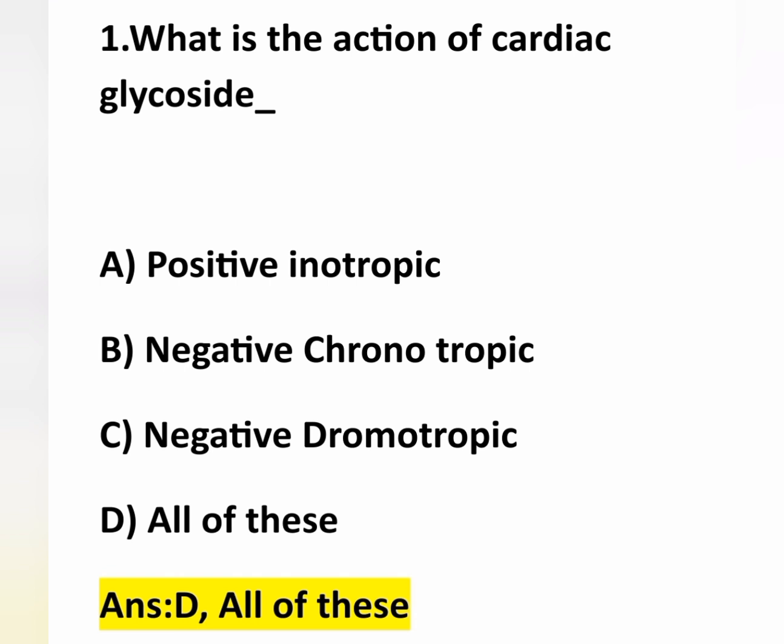Positive inotropic means it helps to make the contraction of heart muscles. Negative chronotropic means it interferes with the rate of heartbeat, and negative dromotropic effect means it interferes with conduction. That is the action of cardiac glycosides.